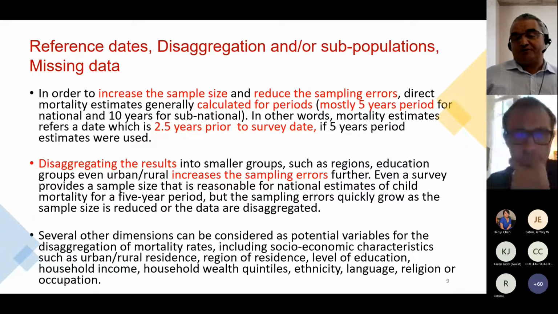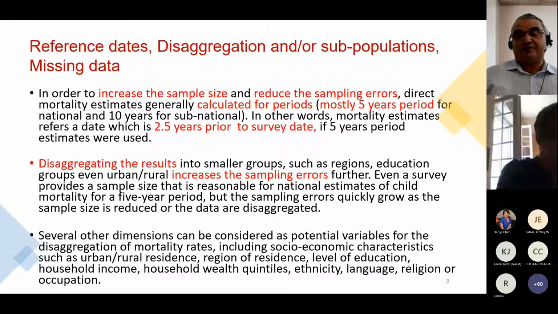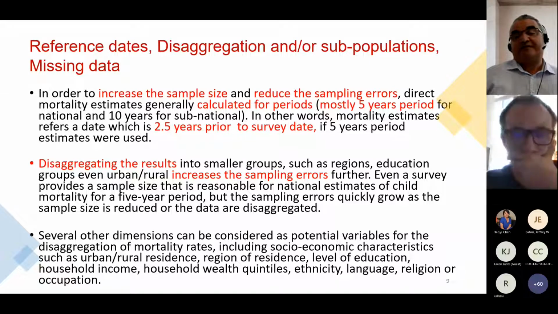So we have a challenging situation. We are dealing with rare events, statistically rare events. And most of the time, when we calculate infant mortality or under-5 mortality, in order to increase the sample size and reduce the sampling errors, we calculate these indicators for periods. Most of the time it is the last 5 years, especially for the national ones, and even for some sub-national ones, we calculate the infant mortality for 10 years for most sub-national estimates.